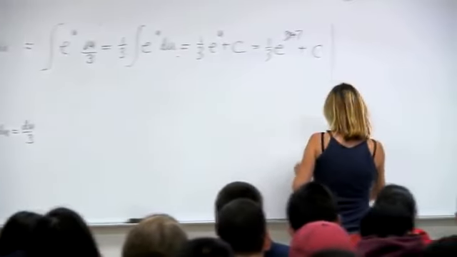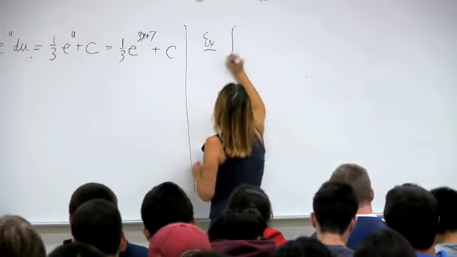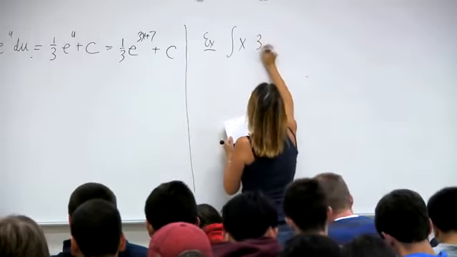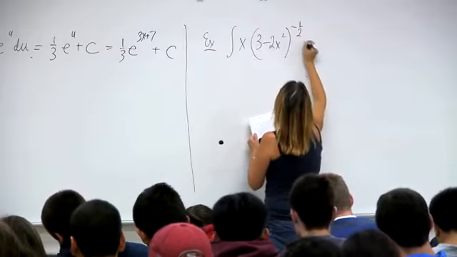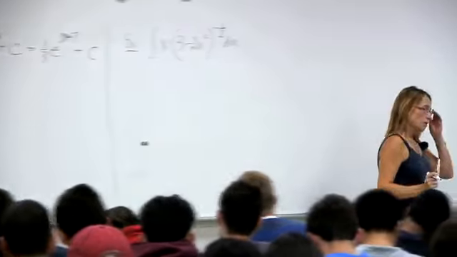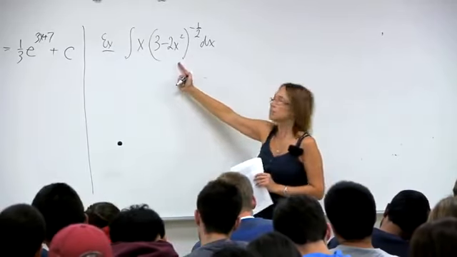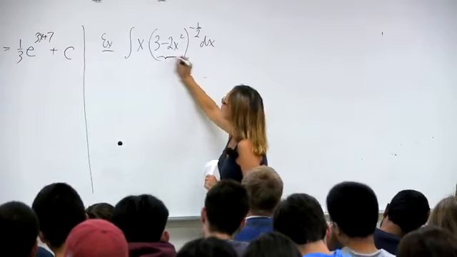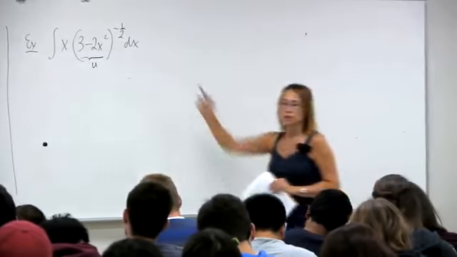So the next example is the following integral: x times (3 minus 2x squared) to the power of minus 1/2 dx. So what do we have here? We have a composite function. You can see that immediately. We have something in brackets to the power of minus 1/2. So perhaps the argument of this function should be taken to be our new variable. And this is what we try.